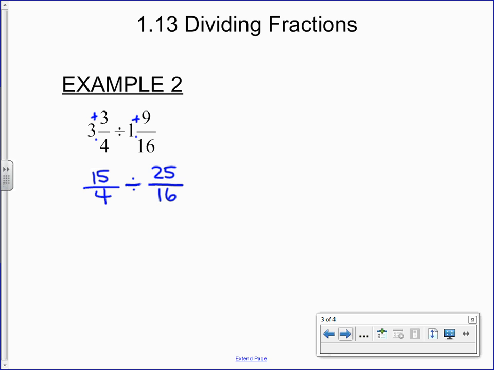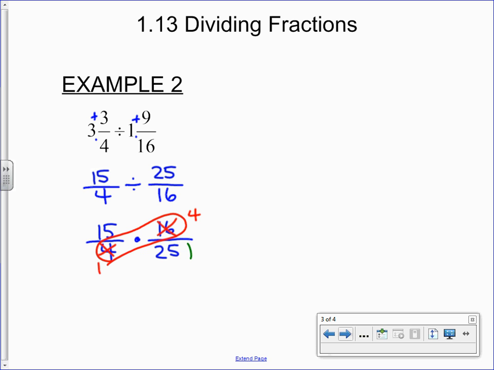So now we have our division problem that we need to change to multiply by the reciprocal. So my first fraction is going to stay 15 over 4, but we change division to multiply by the reciprocal, and the reciprocal of 25/16 is 16/25. So here we have our multiplication problem that we're going to try to cross simplify. If I look at my first diagonal with 4 and 16, both of those numbers can be divided by 4. 4 divided by 4 is 1. 16 divided by 4 is 4.